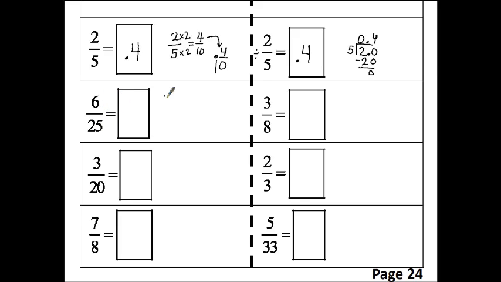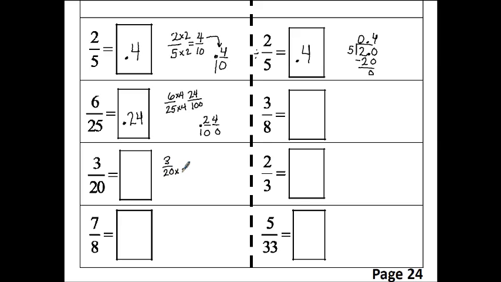For 6/25, I can figure out, well, 25 times 4 would give me 100, and 6 times 4 would give me 24. So 24 hundredths works very well because I could put the 24 with the last digit in the hundredths place. So 0.24 is my decimal.